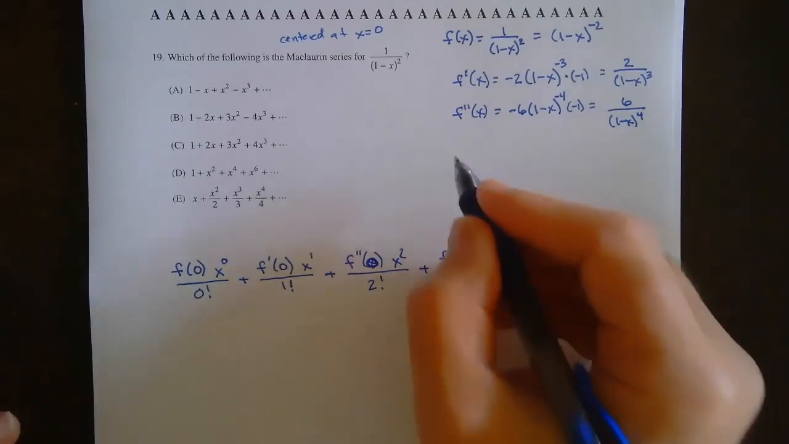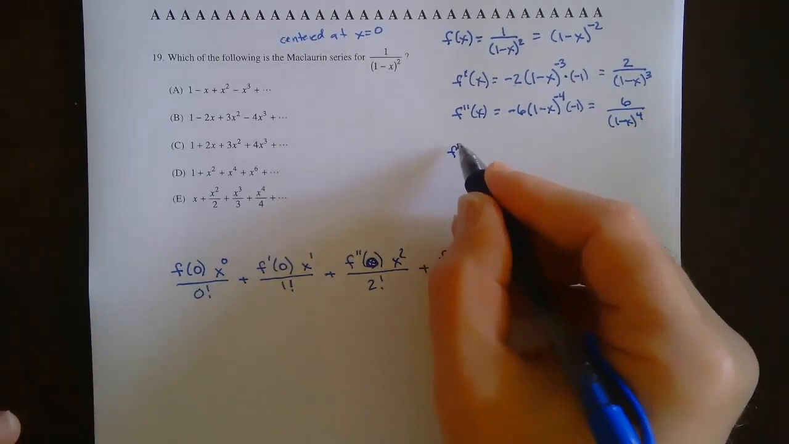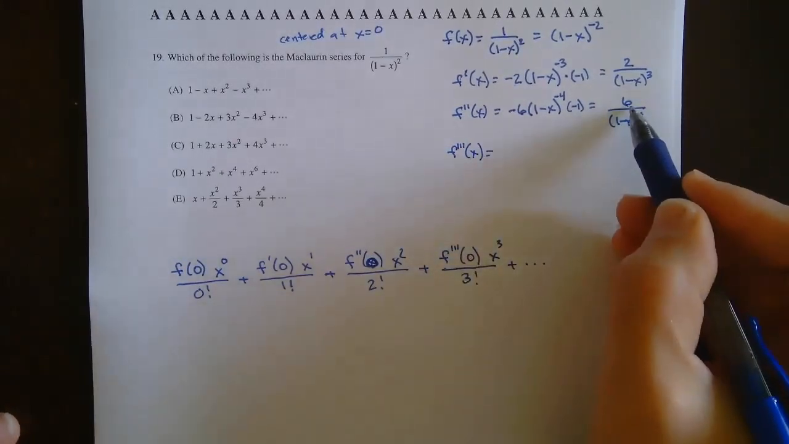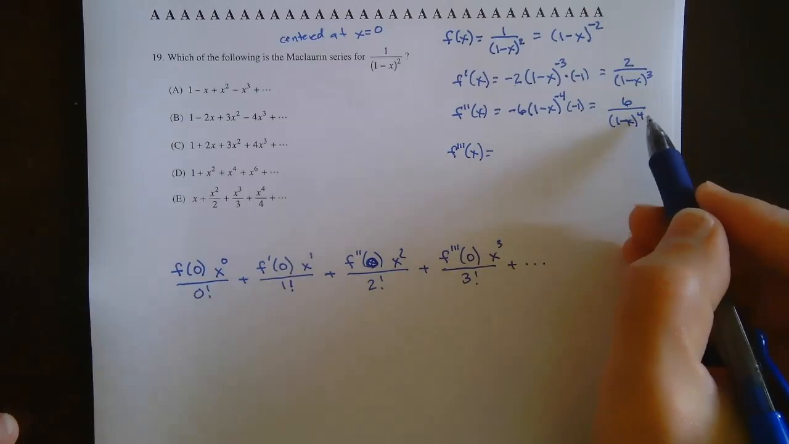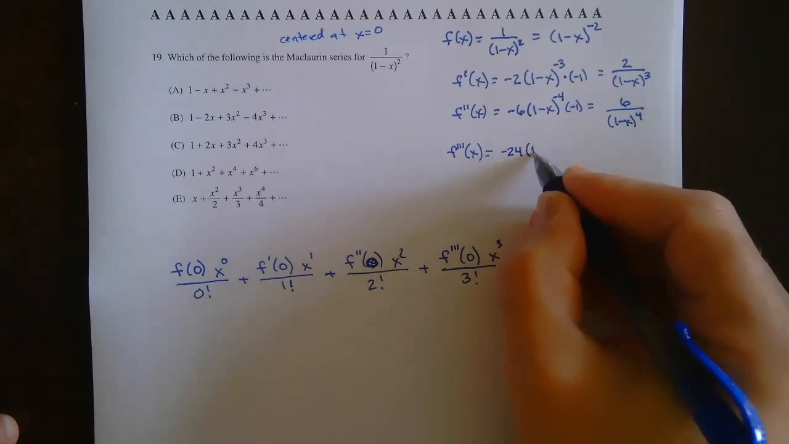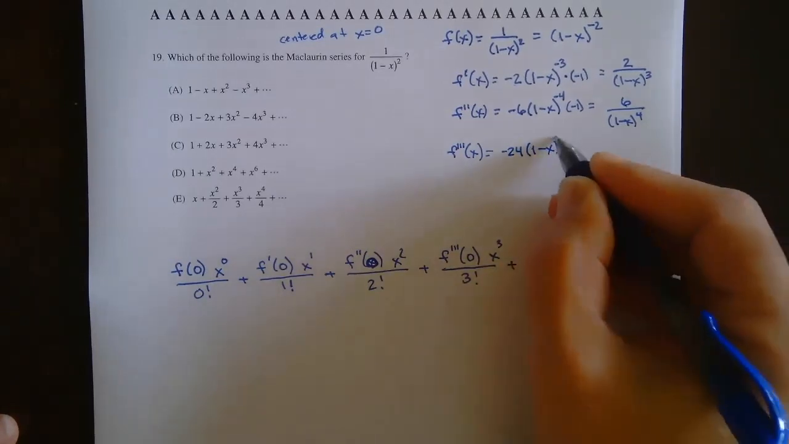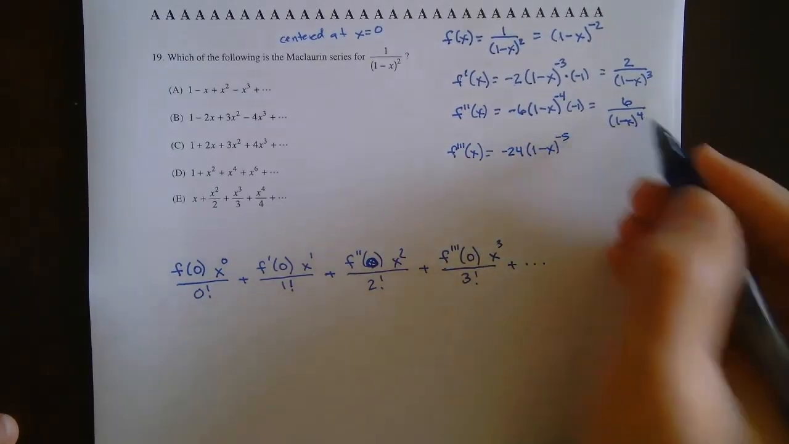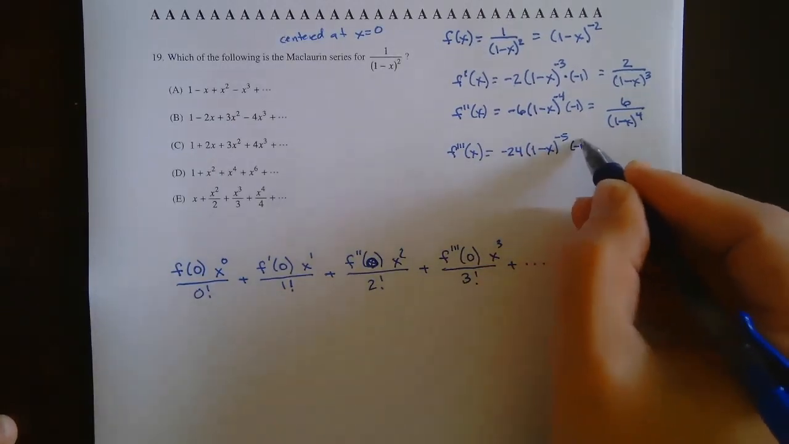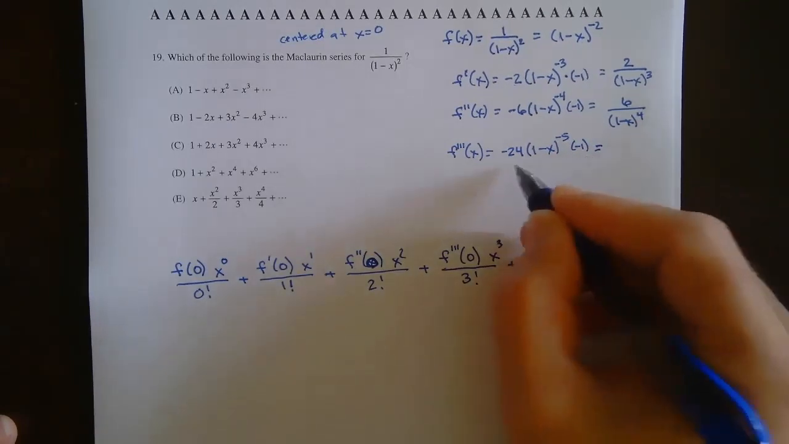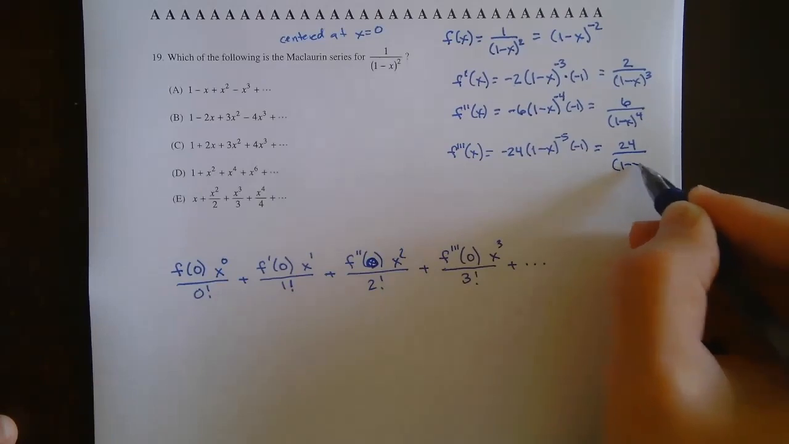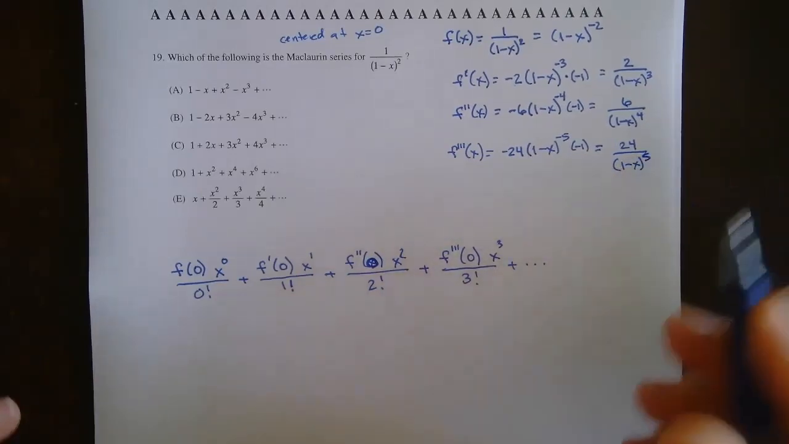Now let's take the third derivative. So the third derivative would be this 6 times, and then this would be a negative 4 power, so that'd be negative 24 times 1 minus x, subtract 1 from the power, so that'd be negative 5, because that's negative 4 power, really. And then times the derivative of 1 minus x, which would be negative 1 again. So this would be 24 over 1 minus x to the 5th power.